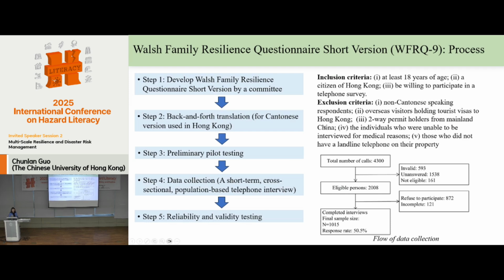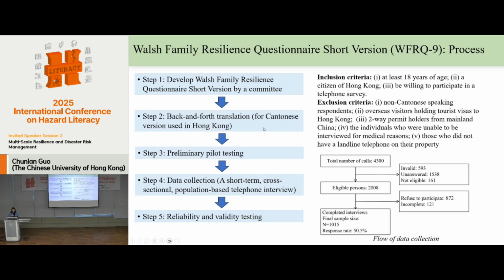And then let's look at how we did it. We had a couple of steps. The first step is to establish a committee to assess. The committee was constructed by multidisciplinary researchers, and we assessed the 32 items in Froma Walsh's scale and picked out those most essential and sensitive to the disaster scenario.